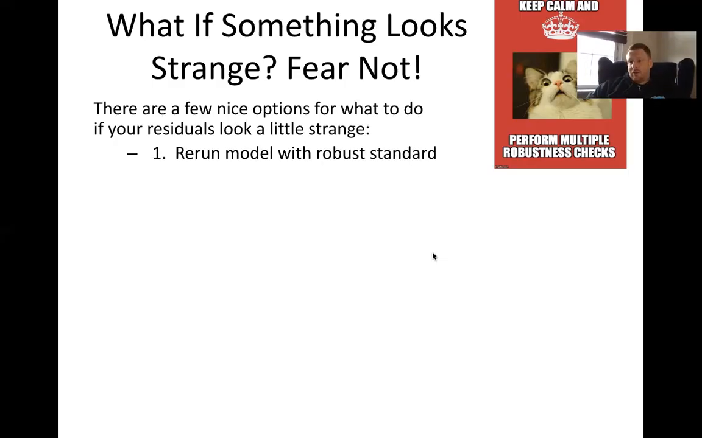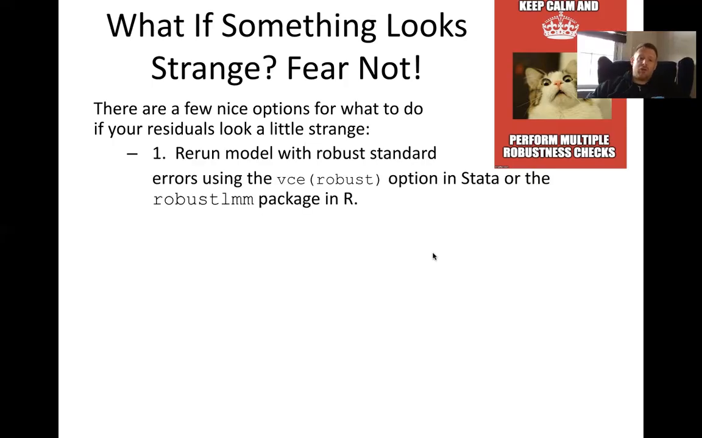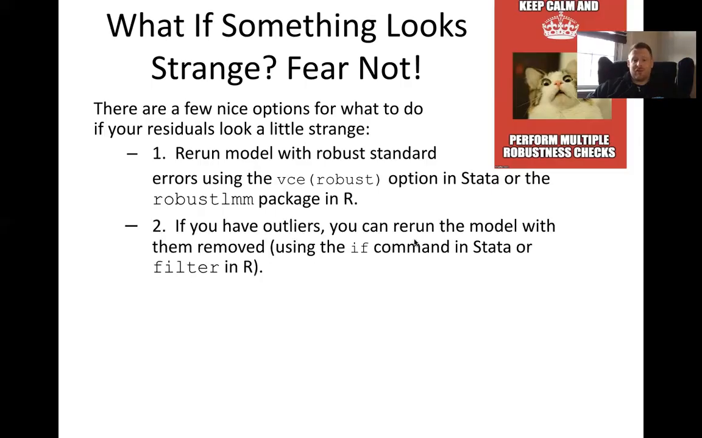One really nice option is to rerun your model with what are called robust standard errors. This can be accomplished using the vce(robust) option in Stata. You just put that at the end of your command. I will show you how to do that. Or in R, you can use the robustlmm package, which implements a robust version of what we've been using so far. So that's a great way to attend to issues of particularly non-normality of residuals.